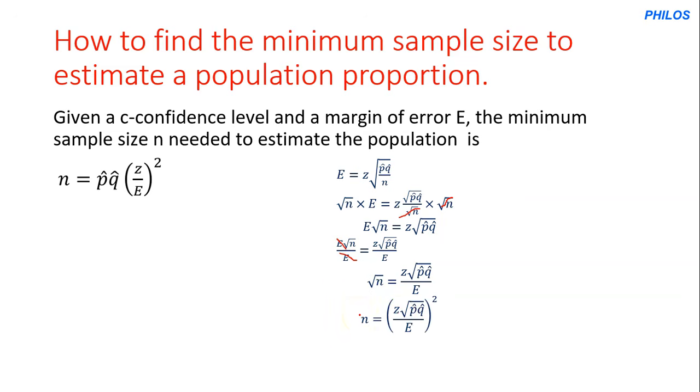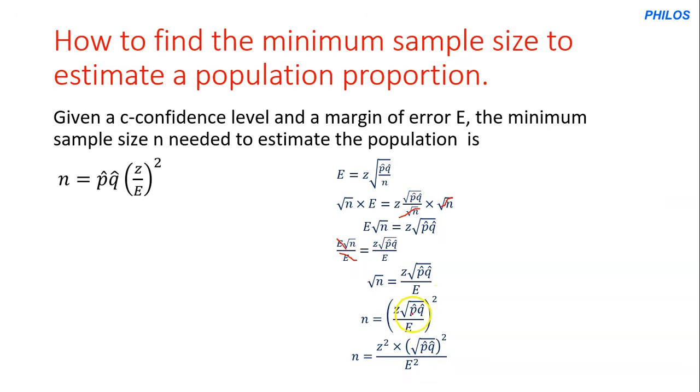So we're going to have n equals z multiplying square root of p-hat q-hat divided by E all squared. Remember that when you have a times b all exponent 2, it can become a squared times b squared. So if that is the case, you can rewrite this part as n is equal to z squared times square root of p-hat q-hat squared divided by E squared.